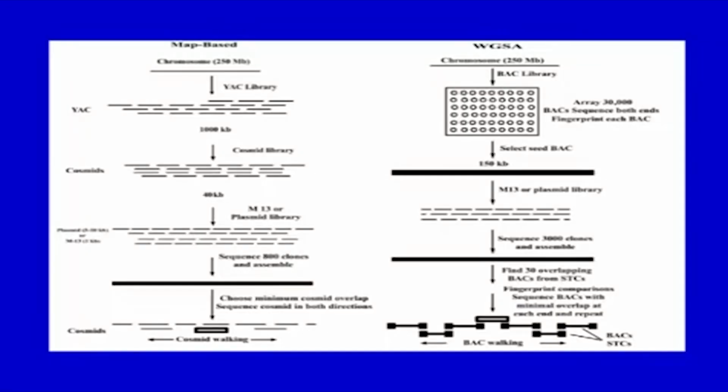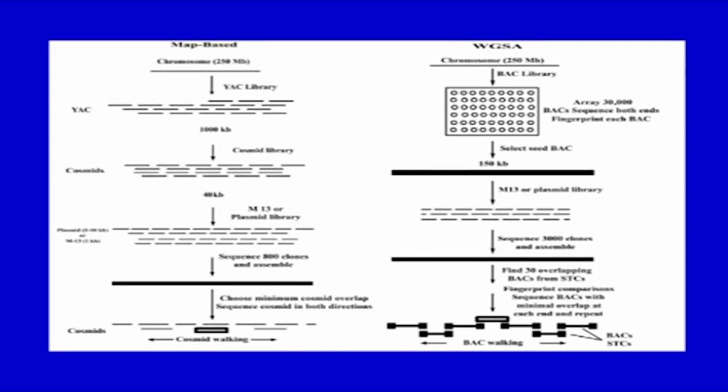Now, one BAC insert is then fragmented and shotgun cloned into plasmid or M13 vectors. The fragments are sequenced and assembled into contigs. Now, the sequence of this seed BAC is then compared with the database of STCs to identify up to 30 overlapping BAC clones. The two with minimal overlap at either end are then selected, sequenced, and the operation repeated until the entire chromosome is sequenced. This is called BAC walking, bacterial artificial chromosome walking, which for the human genome required 27 million sequencing reads actually.